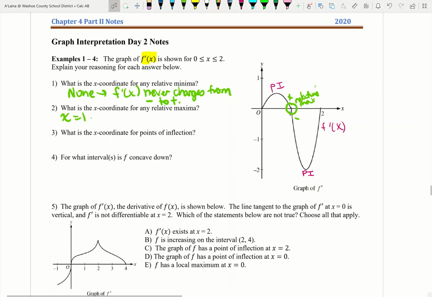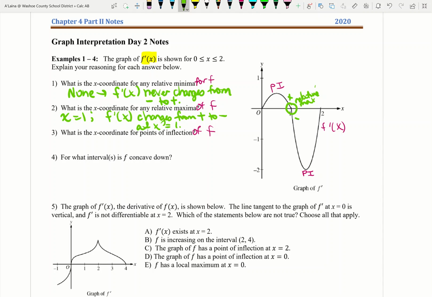And that's because our first derivative graph, and you know what, these could be improved by saying relative minima of f. All of these are of f. But f prime of x on number 2 changes at x equals 1. f prime of x changes signs from positive to negative at that value. And so that's going to be a relative max.